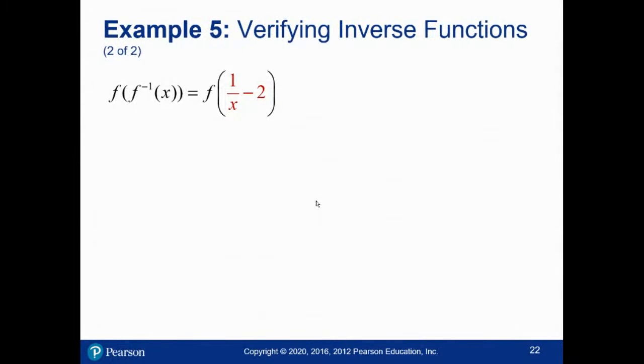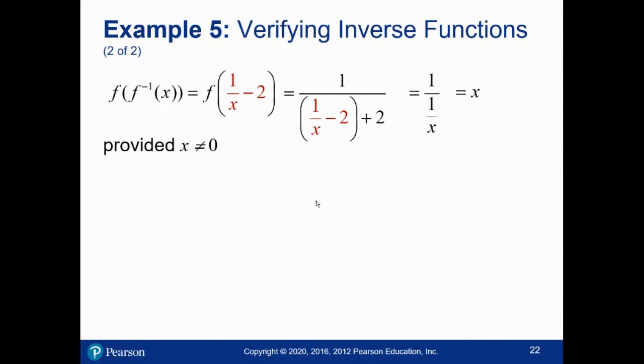If you do it the other way, take f inverse and plug it into f. Okay, now the 2's cancel and you have 1 over 1 over x, which is just x, but provided x wasn't 0, because 0 isn't in the domain of this part right here, 1 over x minus 2. They're still inverse functions of one another. It's just f inverse of f is x, provided you're in the domain of the composition overall.